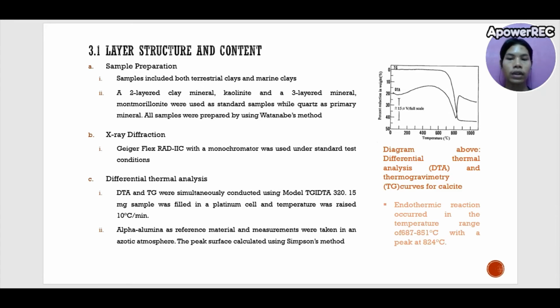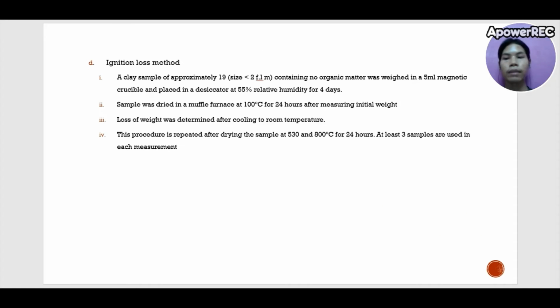And X-ray diffraction. Geigerflex RAD-IIC with a monochromator was used under standard test conditions. Differential thermal analysis, DTA, and also TG, which is the thermal gravity, were simultaneously conducted using model TG-DTA 220. A 15 milligram sample was filled in a platinum cell and temperature was raised about 10 degrees Celsius per minute. Alpha alumina was the reference material and measurements were taken in a nitrogen atmosphere. The peak surface was calculated by using Simpson's method.